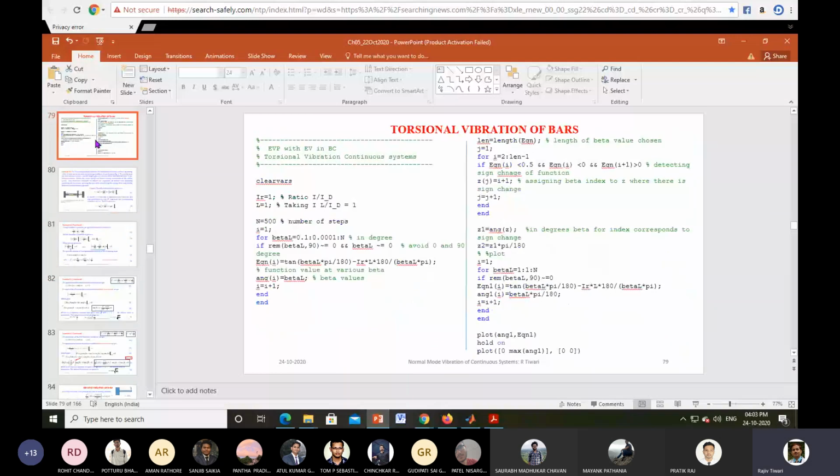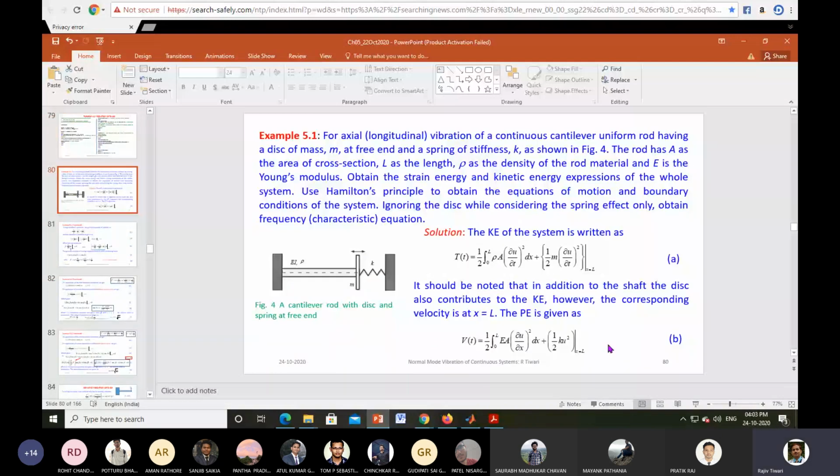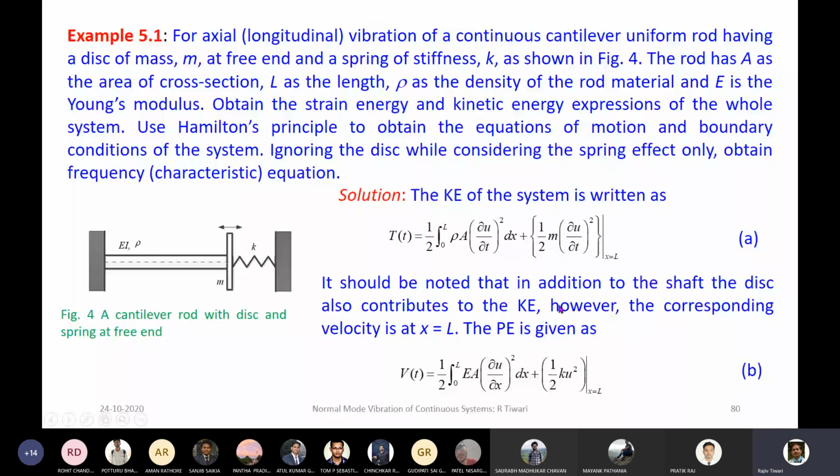I'll take up one example. So this is axial vibration of the rod, and there is a disc at the free end as we had for the torsional case, but there is an additional axial spring. So the two ends are fixed support, and the mass of the disc is given.